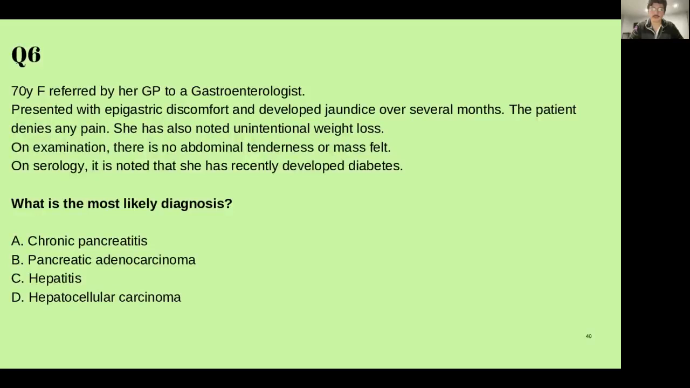Okay, so next question, just coming on to the last couple of things here. Put the poll up. So a 70-year-old woman is referred in by a GP to a gastroenterologist. Epigastric discomfort. She's developed jaundice over several months. She denies any pain. She's also noted some weight loss. On examination, there is no tenderness or mass. On serology, she's recently developed diabetes. What's the most likely diagnosis?